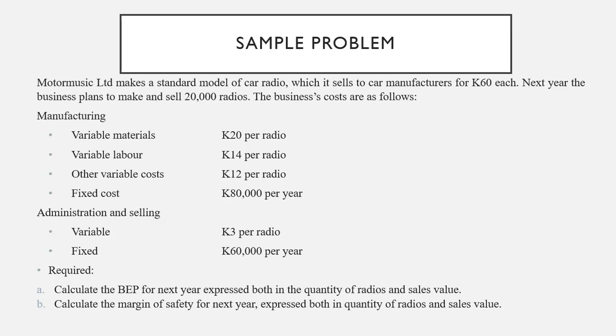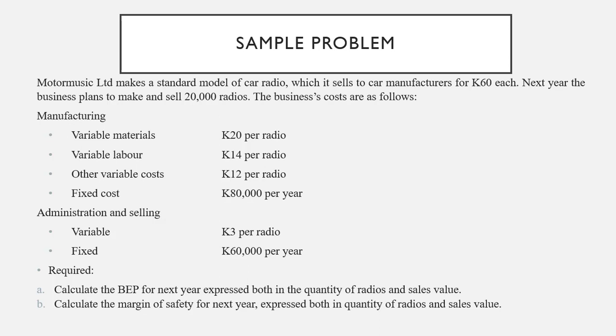In manufacturing, we have variable materials, variable labor, and other variable cost. Variable materials will be 20 kina per radio. Variable labor will be 14 kina per radio. Other variable cost will be 12 kina per radio. And the fixed manufacturing cost will be 80,000 kina per year. Administration and selling: we have variable 3 kina per radio, and then fixed, that will be 60,000 per year.